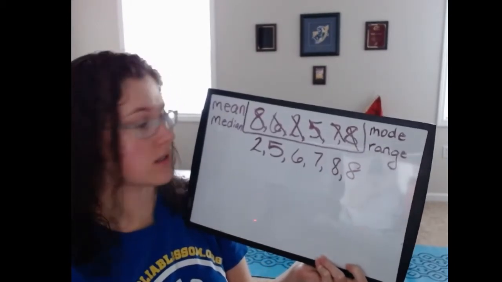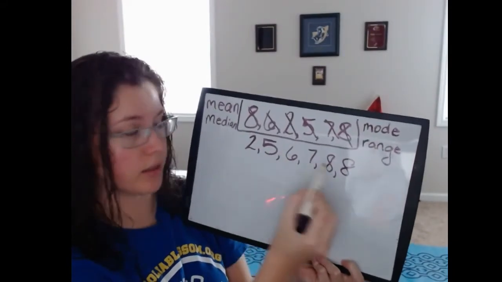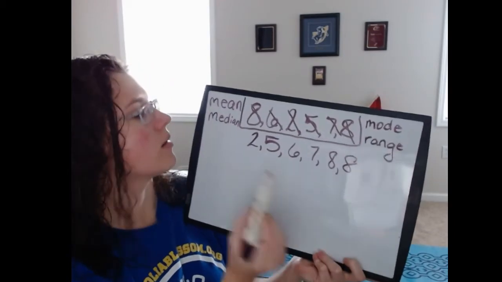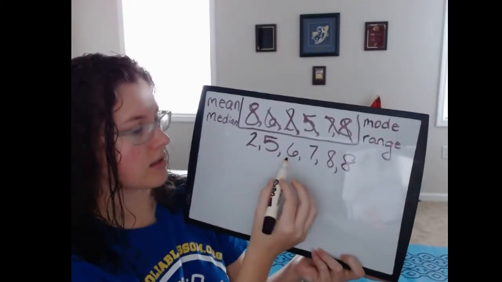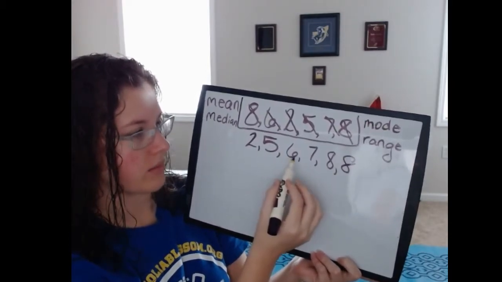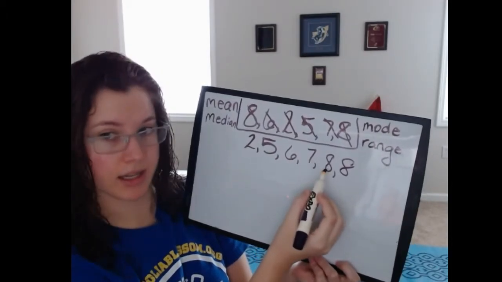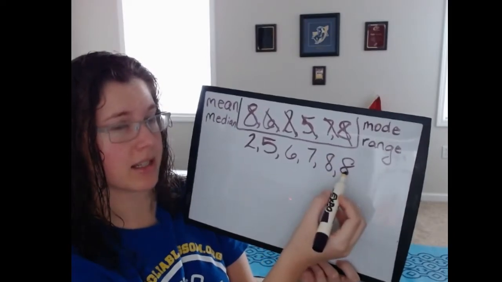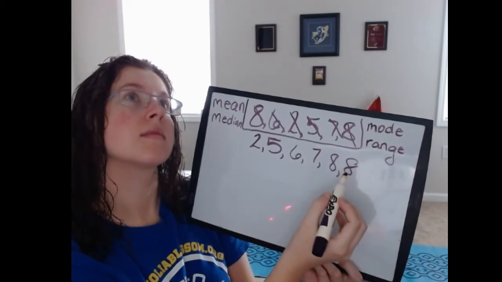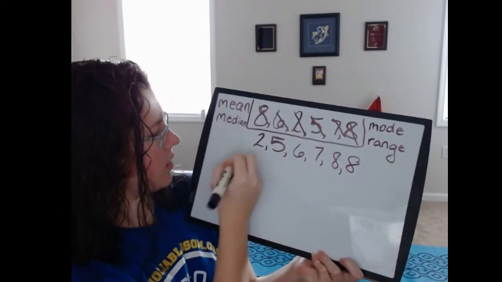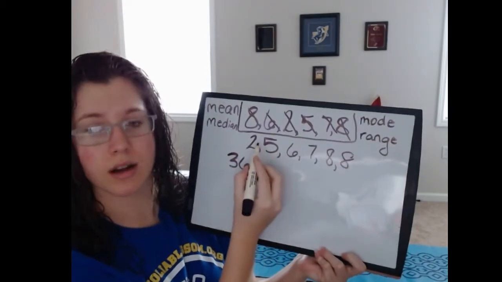So all that is you add up all these numbers and then divide them by how many numbers there are total. So we would add up 2 plus 5, which is 7, plus 6, which is 13, plus 7, which is 20. 20 plus 8 is 28. 28 plus 8 is 36. So I'm just going to write that over here to the side. 36. That's how much all these numbers are added together.